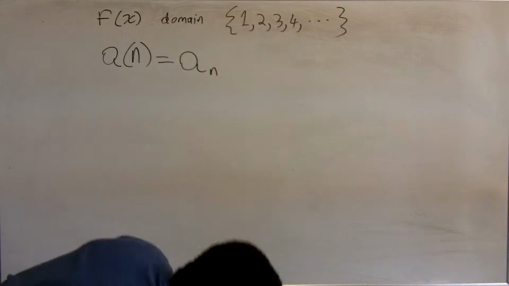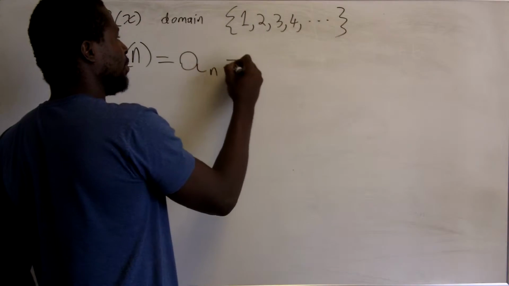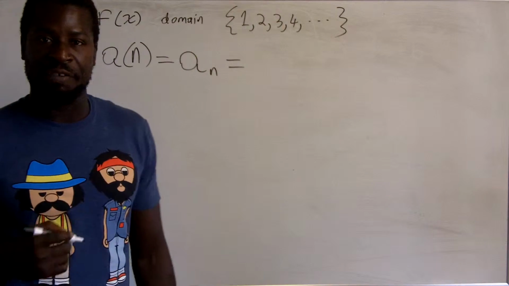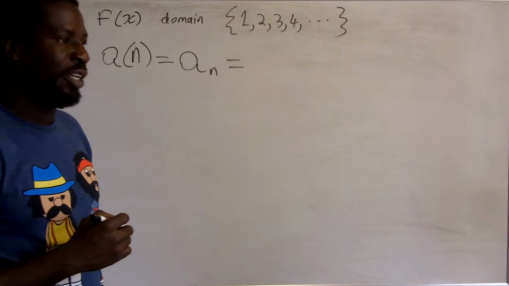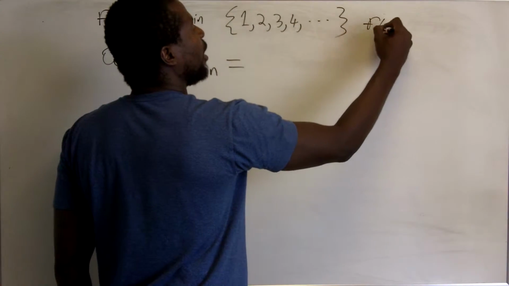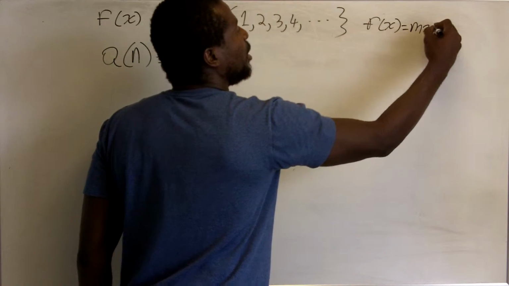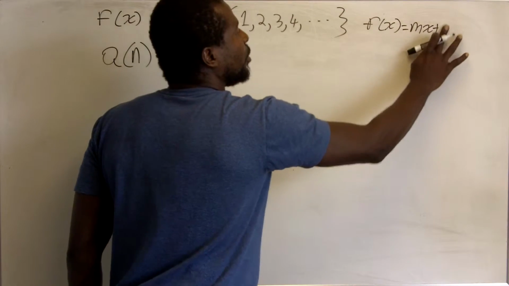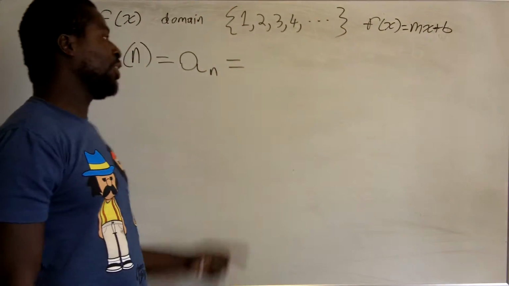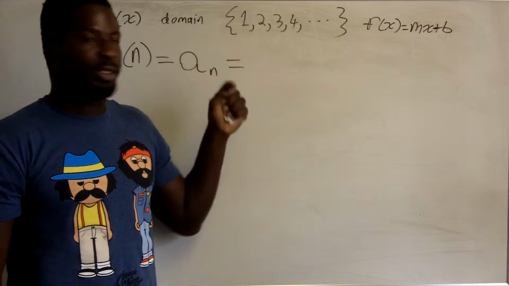All right, so we're going to look at a specific kind of sequence right now. The sequence that's defined by a linear function. Remember linear functions, for instance, f of x, we had linear functions defined as mx plus b. What we're going to do is define the same kind of function and restrict its domain to the set of counting numbers, all right?